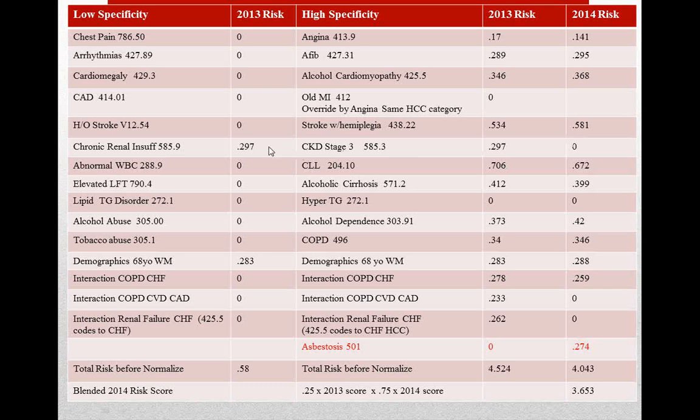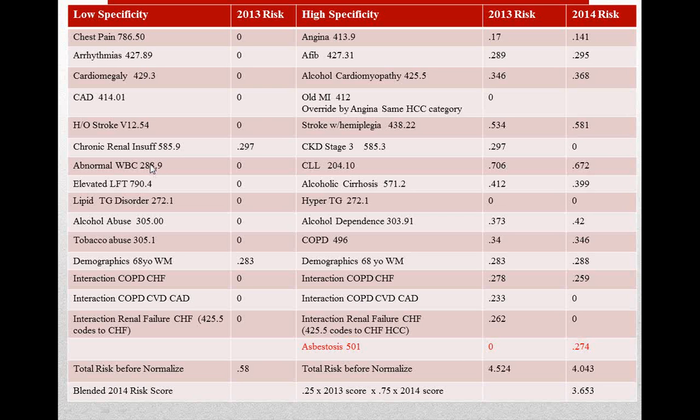If you use the generic chronic renal insufficiency, you will still get credit for the risk, but if you use the more specific CKD stage 3, you're going to get the credit in 2013, but in 2014 it's going to go away. Same for the 585.9.